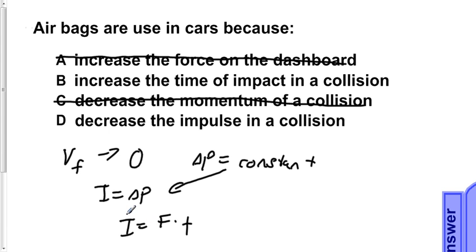Again, remember that impulse is constant because the change in momentum is constant. This means that we cannot actually decrease the impulse of a collision, so we can immediately eliminate D. This means that B is the correct answer. For an explanation, it's because by increasing the time of the impact, we decrease the amount of force. This is because, again, impulse is constant, meaning that if time goes up, force must go down in order to compensate.